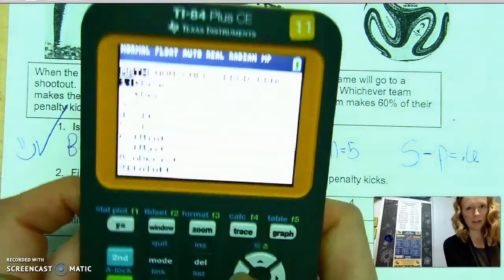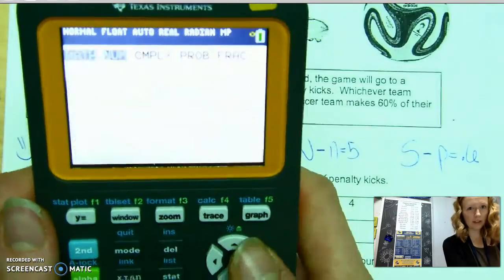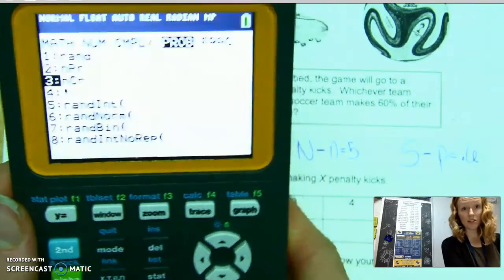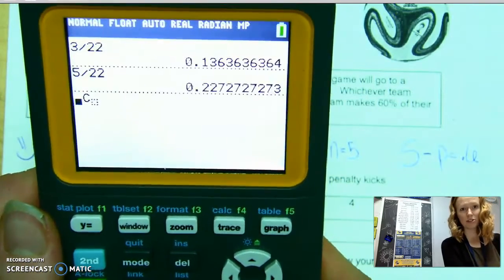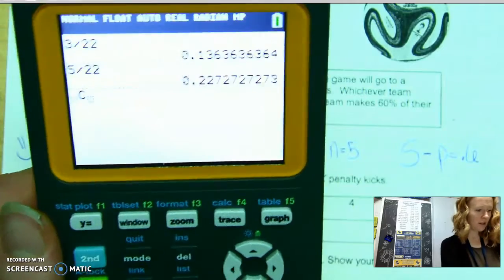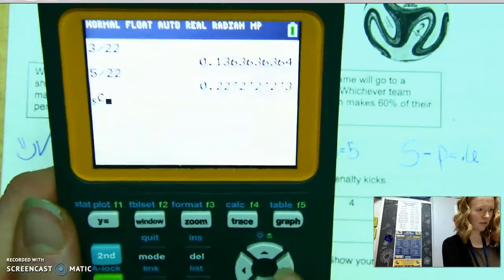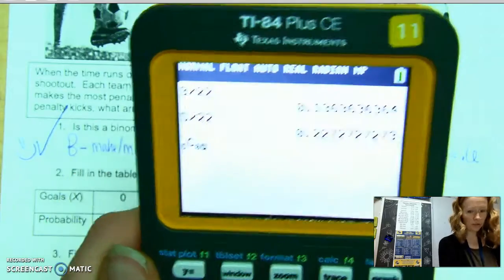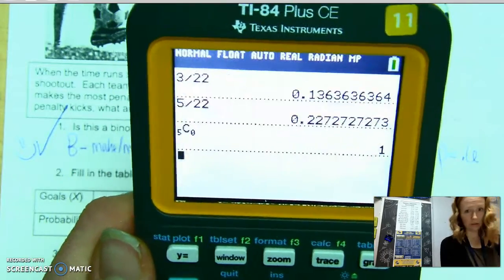So you're going to hit the math button, and then you're going to slide over to probability, and then you're going to see nCr. That's the number of combinations, so the number of ways that will happen. You're going to fill in n, and k, which is 0. You hit that, and that would give you 1.